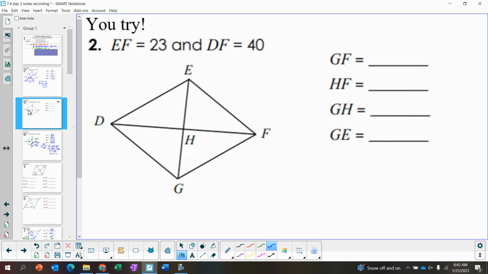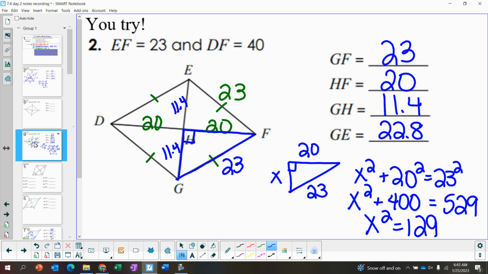You go ahead, try this problem, pause. When you're ready to see the answer, hit play. All right, so we get 23 for all the sides. HF is 20 because it's the same as the other part of the diagonal. I did the Pythagorean theorem to find GH, and I got 11.4, and then doubling that for GE, I got 22.8.